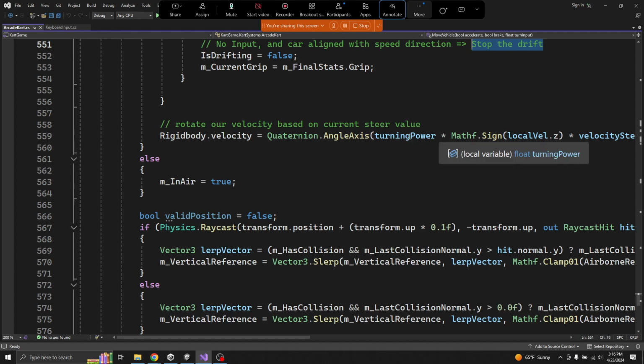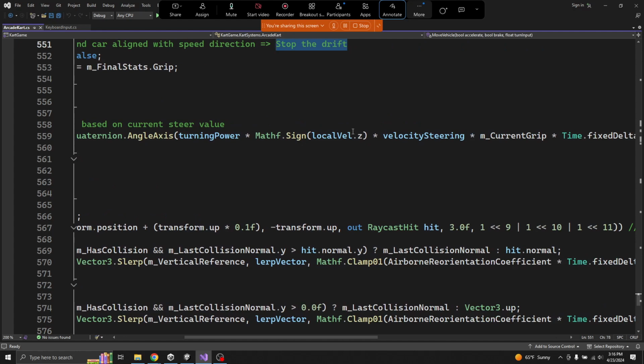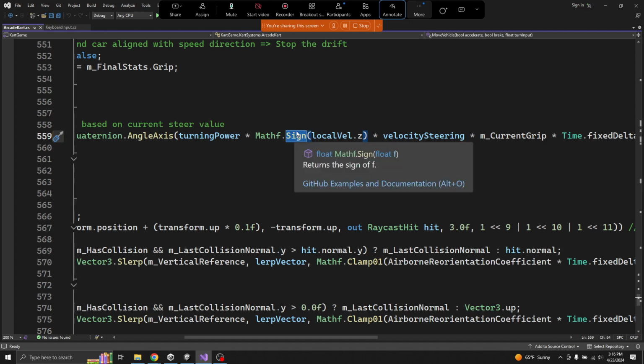So we're going to say, hey, we have this turning power. How much are we currently turning, left and right? Multiply it by our local velocity dot z. Local velocity z means how much of our local velocity within our current transform is happening in that z, the forward direction. So are we moving forward or backward in our local space? That just evaluates to -1 or +1.